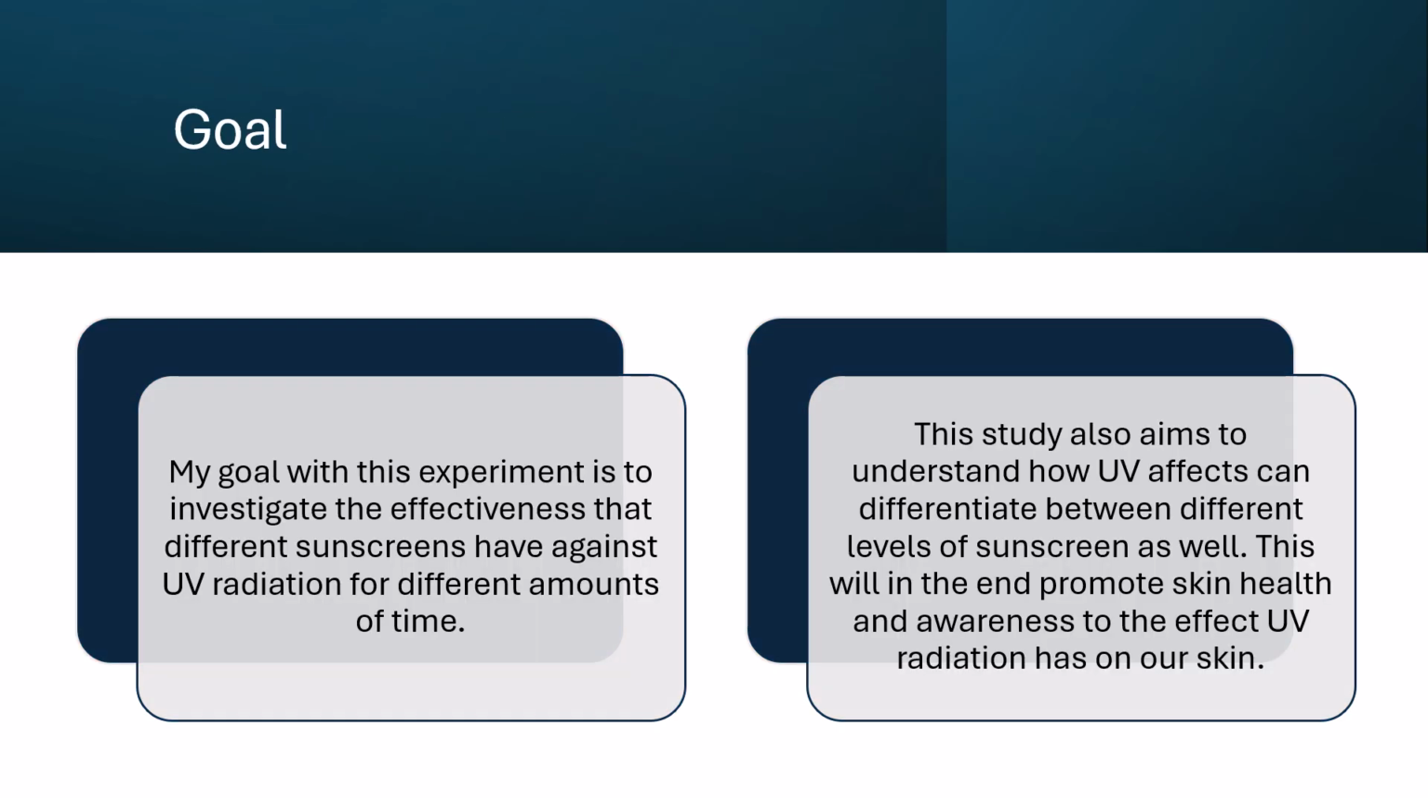So now that we're out of the introductory phase, we can actually get into the interesting part of this experiment. My goal with this experiment is to investigate the effectiveness that different sunscreens have against UV radiation for different amounts of time. This study also aims to understand how UV effects can differ between different levels of sunscreen. This, in the end, will promote skin health and raise awareness to the effects that UV radiation has on our skin as a whole.